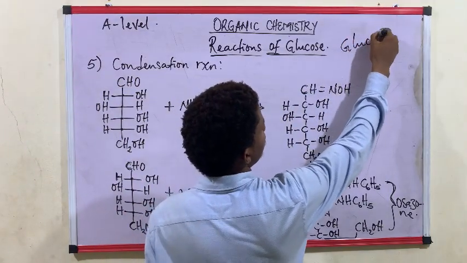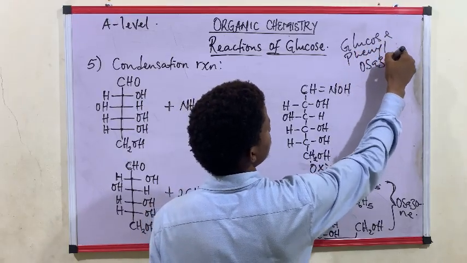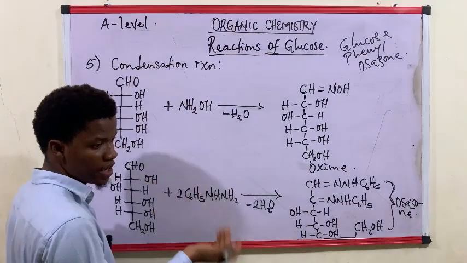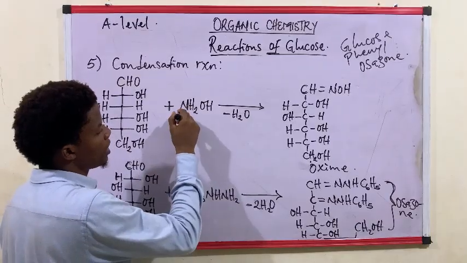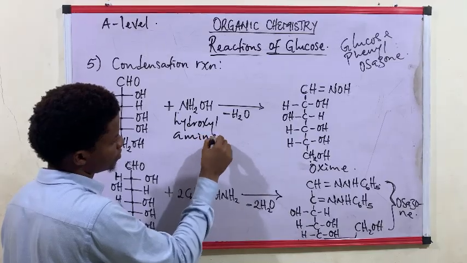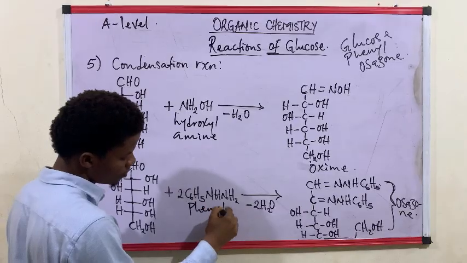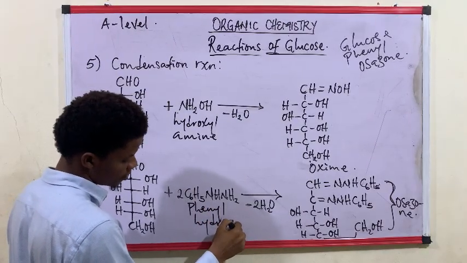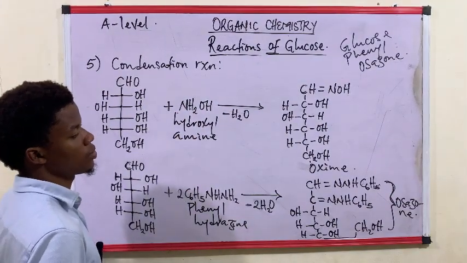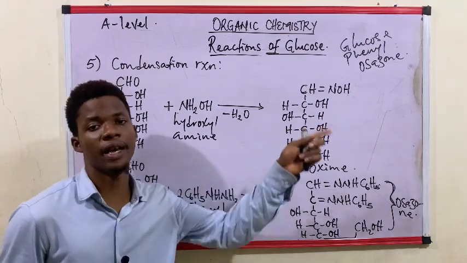All right, so that's what we have. So guys, this compound here and this compound, they have names. This one here is called hydroxylamine, and this one here is called phenylhydrazine. So when glucose reacts with hydroxylamine, we're going to get oxime, and when glucose reacts with phenylhydrazine, we're going to get osazone, or glucose phenylosazone.